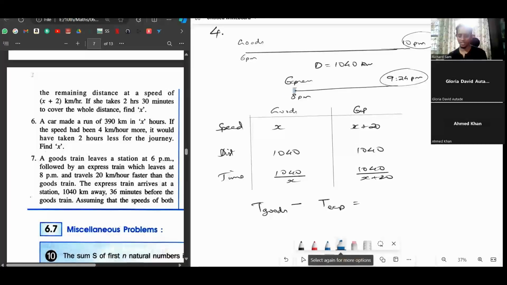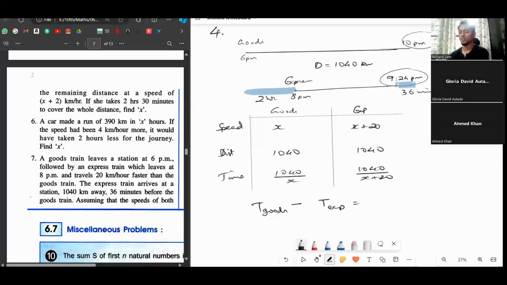On the left side, there is a gap of 2 hours. On the right side, there's a gap of 36 minutes. So the express train was 2 hours 36 minutes faster than the goods train. Correct or not? Yes? Because it started 2 hours later and it reached 36 minutes earlier. So the express train is 2 hours 36 minutes faster than the goods train.